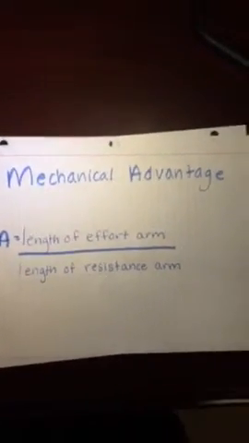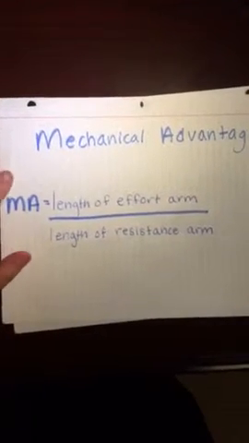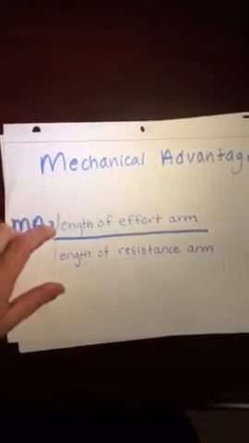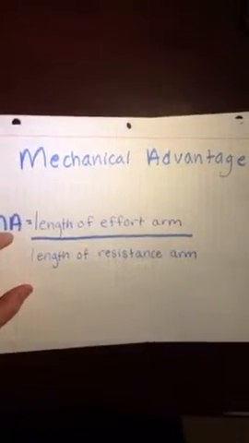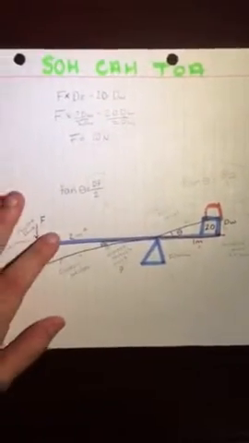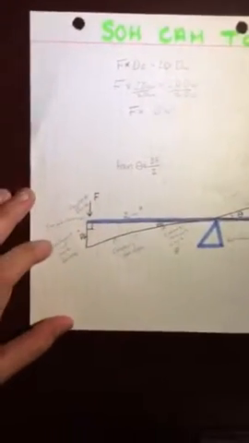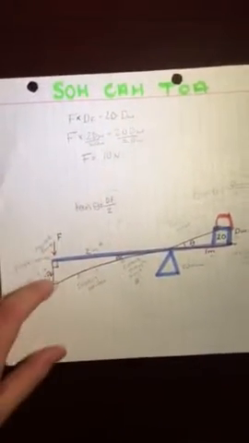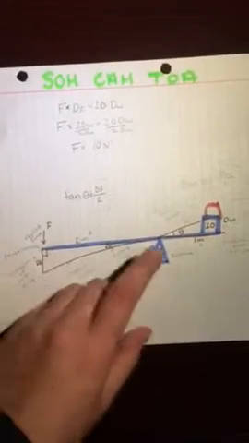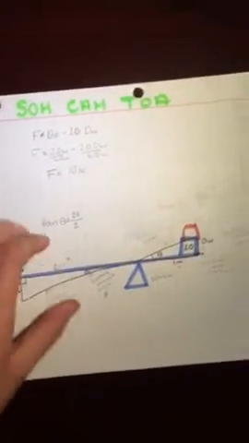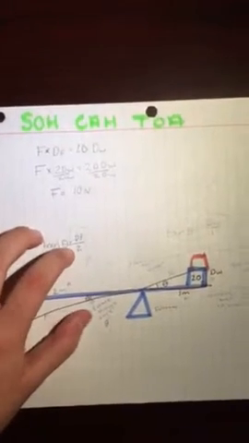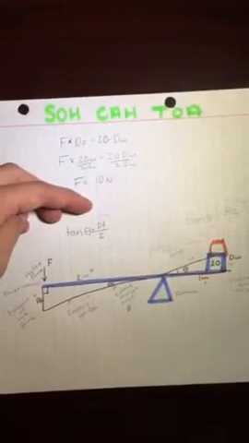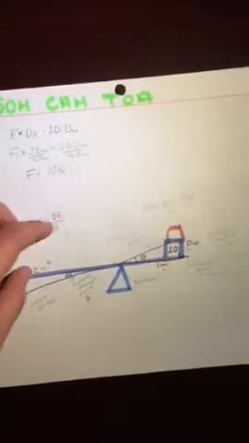Now I'm going to talk about mechanical advantage. The mechanical advantage is the length of the effort arm divided by the length of the resistant arm. So say we have a teeter-totter. We're going to be using tan with the distance of the force, which is dF. The length from the force being pushed down to the fulcrum is 2 meters. So we'll have tan theta equals the distance of the force over 2.